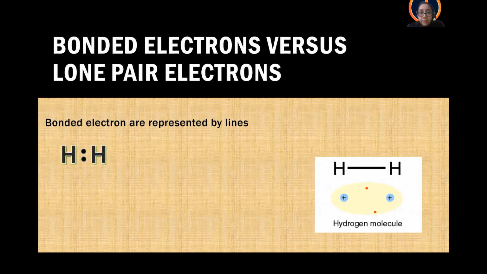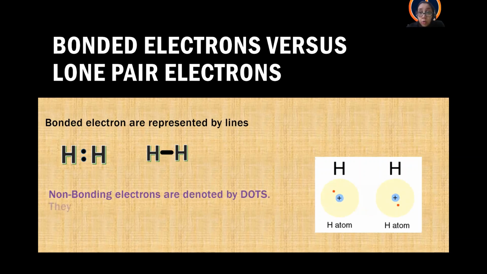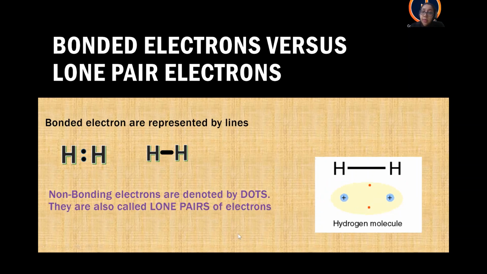For example, in this hydrogen molecule, these two electrons are shared by two hydrogen atoms. That means these two electrons can be represented by a single line. They are bonded, right? So that is a bonded electron. Now coming to non-bonding electrons, they are denoted by dots. They are also called lone pairs of electrons. The electrons that are not shared and are extras are called lone pairs of electrons.